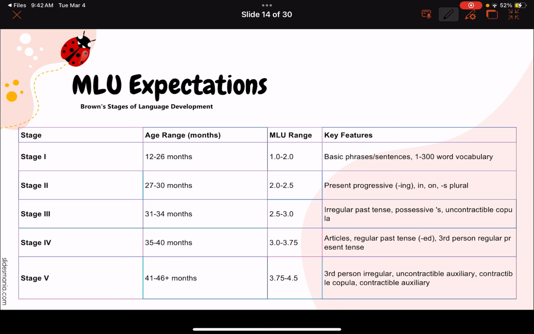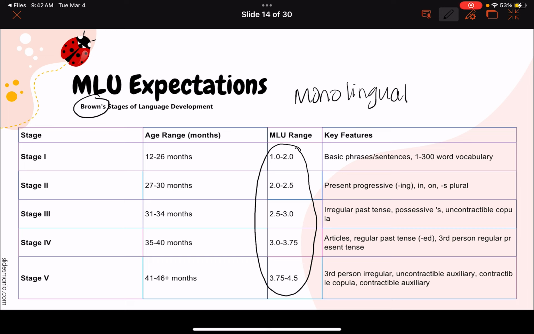And then these are the expectations that we have. Please note that these are Brown stages. So these are expectations when we have a monolingual child. This is going to be a little bit different when we have our bilingual or multilingual children. But this just gives you some ranges. And please note that they are ranges. Kids have ranges on what they can have as far as their expectations for their MLU count. Okay, so I have ranges here.